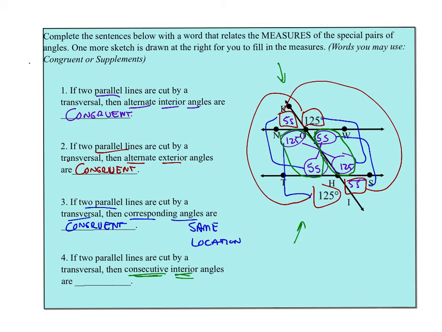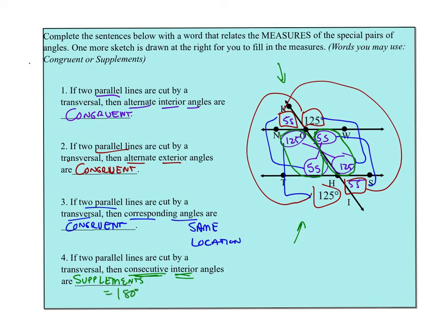Remember, consecutive interior, those are going to be the only ones where they are supplements, supplementary. So they're going to add up to 180.